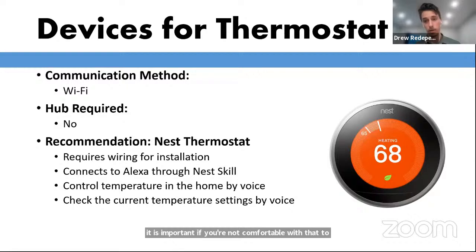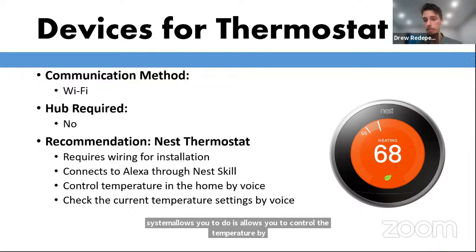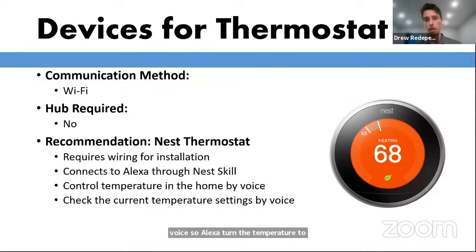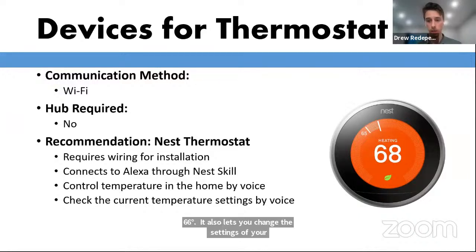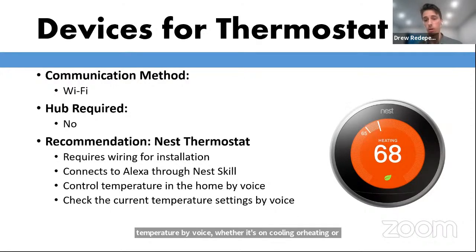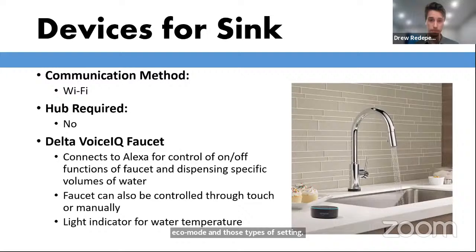What this system allows you to do is control the temperature by voice. So, Alexa, turn the temperature to 66 degrees. It also lets you change the settings of your temperature by voice, whether it's on cooling or heating or eco mode, and those types of settings. So it allows you pretty much complete control of your thermostat system by voice.